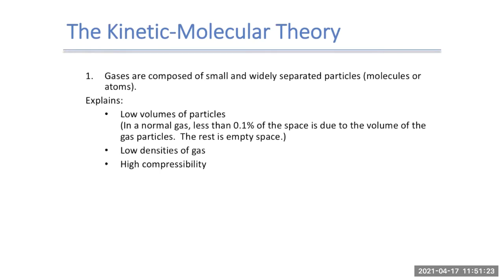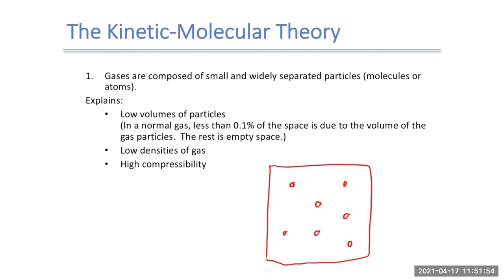The first postulate, gases are composed of small and widely separated particles, which are molecules or atoms. This helps explain the volume of a gas, why they have such low volumes of particles. Because in a normal gas, less than 0.1% of the space is actually occupied by the gas particle. The rest is empty space. So if we take a container and we measure the volume of it, gas particles would only be a tiny fraction of the actual volume taken up by that container.